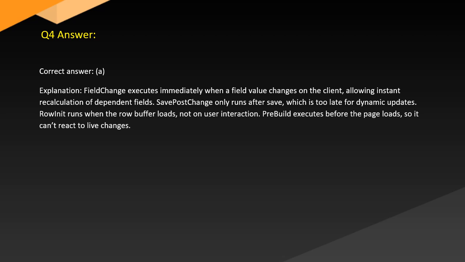Save push change only runs after save, which is too late for dynamic updates. Row init runs when the row buffer loads, not on user interaction. Prebuild executes before the page loads, so it can't react to live changes.